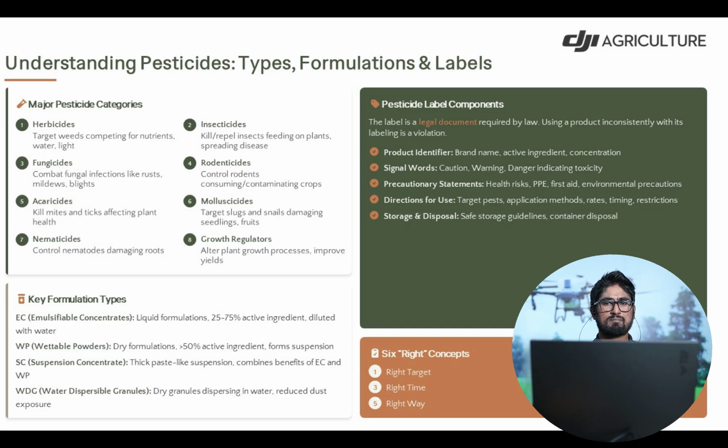Every pesticide has a label. This label is a legal document required by law. Using a product inconsistently with its label is a violation. So it must include the product identifier like the brand name and how much active ingredient there is, and also concentration details. And it must carry signal words like caution, warning, and danger indicating toxicity. And also it should indicate health risks, personal protective equipment, first aid and environmental precautions.